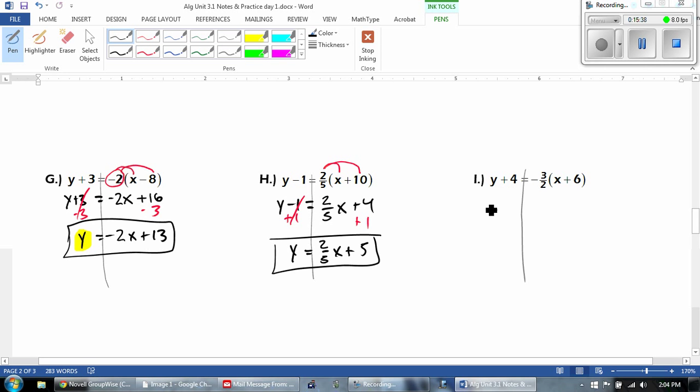Okay, so once again, on the left side, y plus 4, not much to do. But on the right side, once again, I've got to distribute. That turns into -3/2 x. And then -3 times 6 is -18. 18 divided by 2 is 9. And remember that that is a -9. To get the y by itself, I have to subtract 4 from both sides. And -9 minus 4, it's not +13, it's -13.